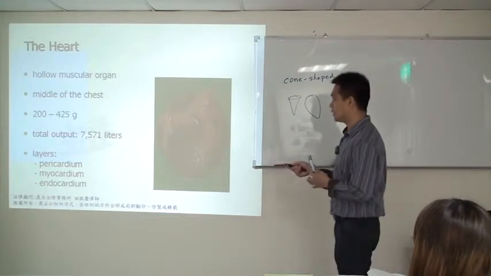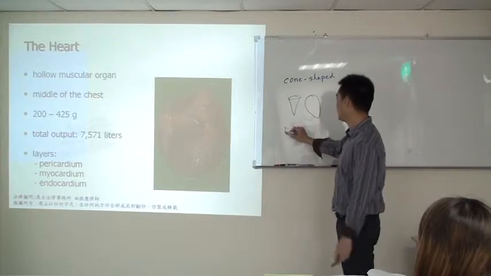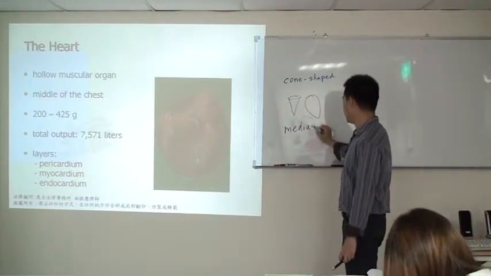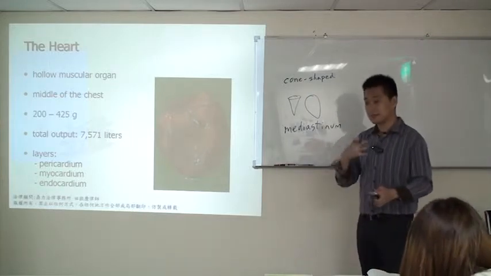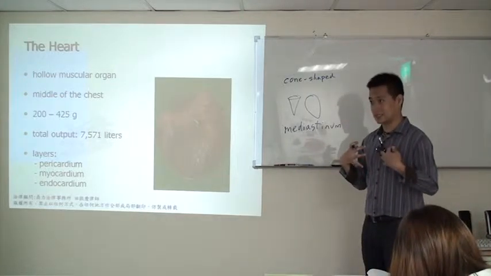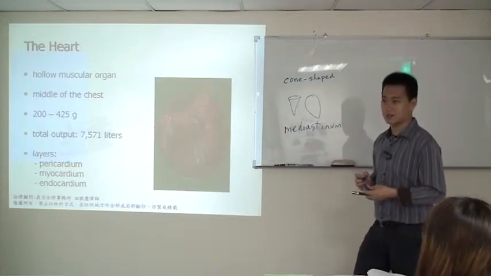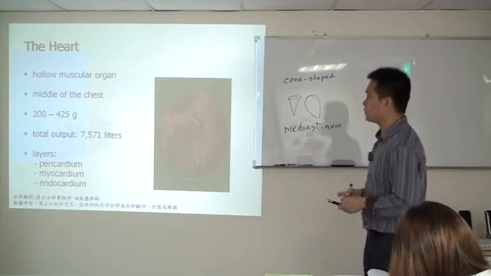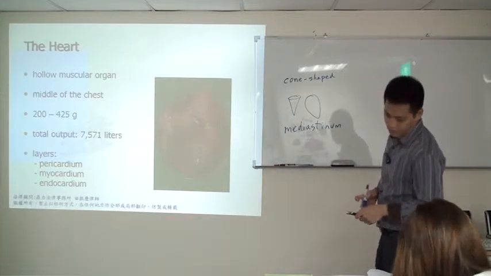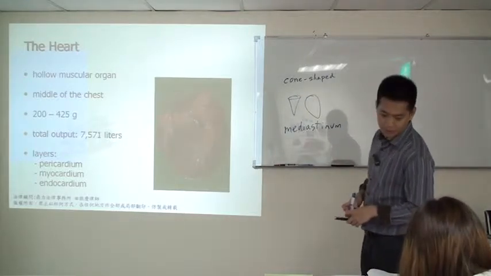Okay, so it's located in the middle of the chest. What do we call that area? We call it the mediastinum area. Mediastinum is the space between the lungs, where the heart is located, in the middle of the chest. Okay, we call that mediastinum. The heart weighs 200 to 425 grams. Total output about 7,571 liters of blood.